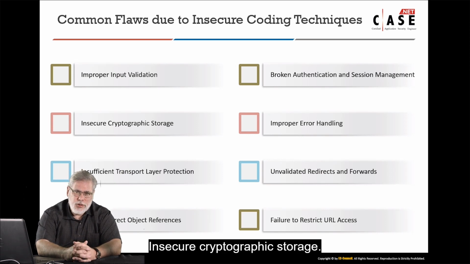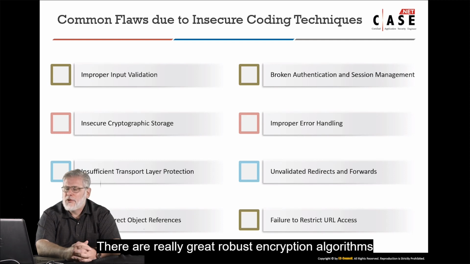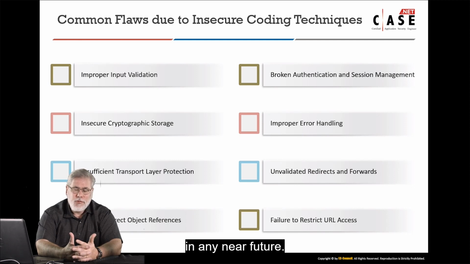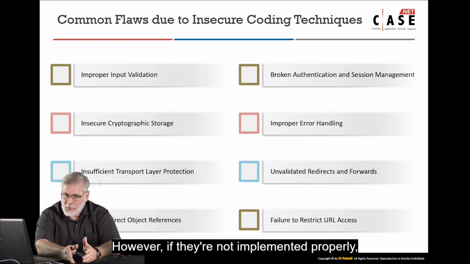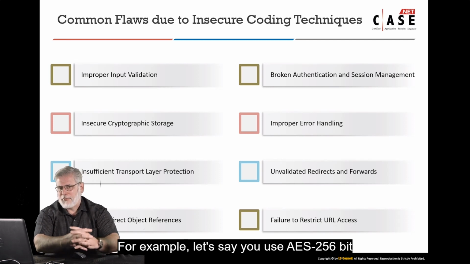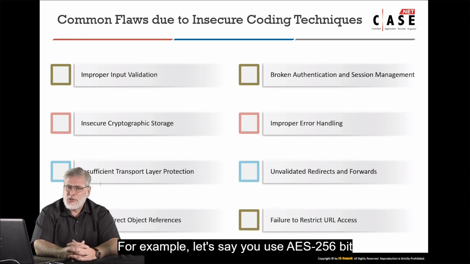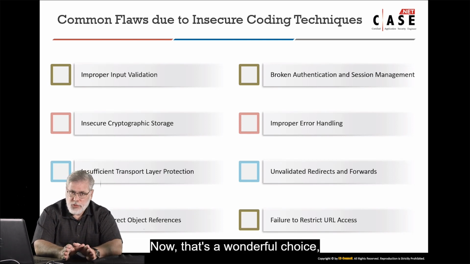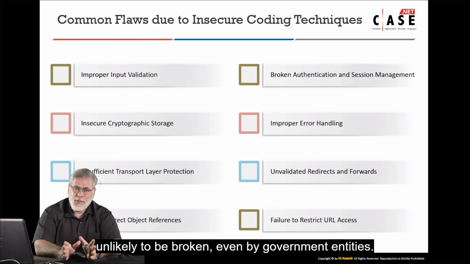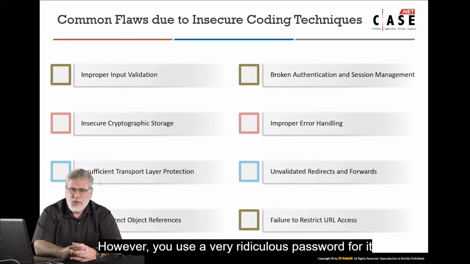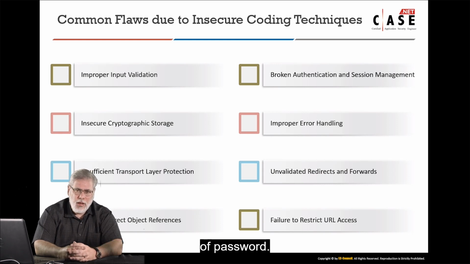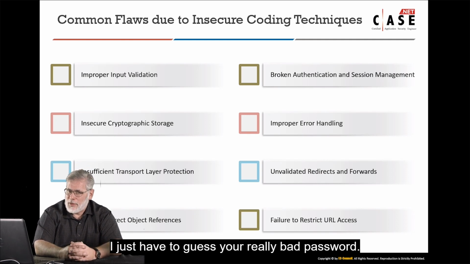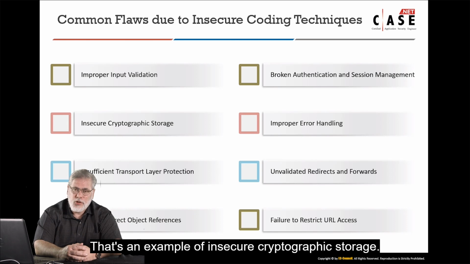Insecure cryptographic storage. There are really great, robust encryption algorithms out there that are not likely to be cracked by anyone in any near future. However, if they're not implemented properly, there's a problem. For example, let's say you use AES 256-bit to encrypt confidential data on a hard drive. Well, that's a wonderful choice, unlikely to be broken even by government entities. However, you use a very ridiculous password for it of "password." Well, I don't have to break AES to get at your data. I just have to guess your really bad password. That's an example of insecure cryptographic storage.